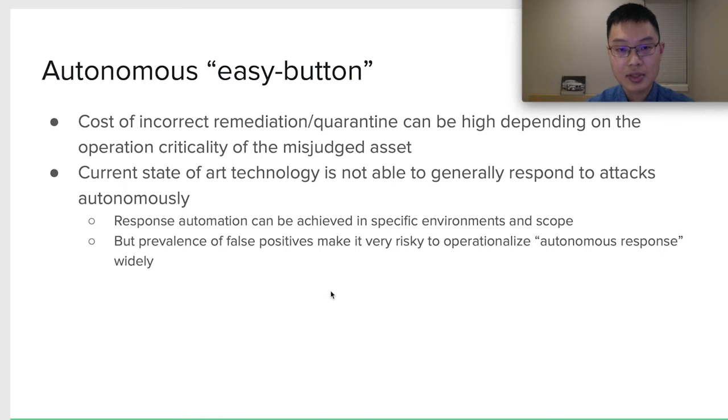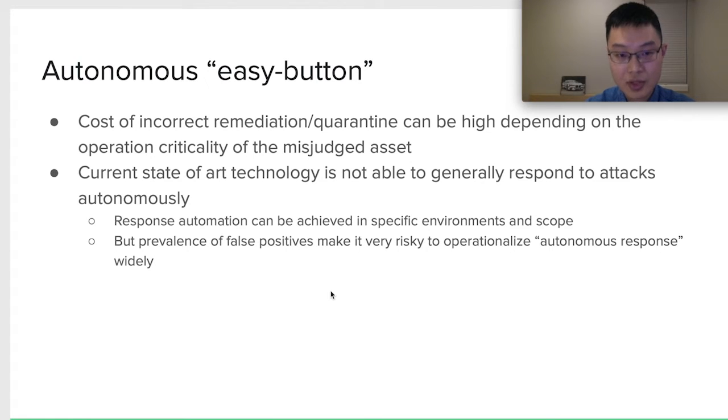The third type that you might have seen a lot is the claim of an autonomous easy button. However, the reality is that the cost of incorrect remediation and quarantine can be extremely high depending on the operation criticality of the asset where the false positive has been identified. Current state-of-the-art technology in general is not able to respond to attacks autonomously without risking taking down or negatively impacting normal business operation.